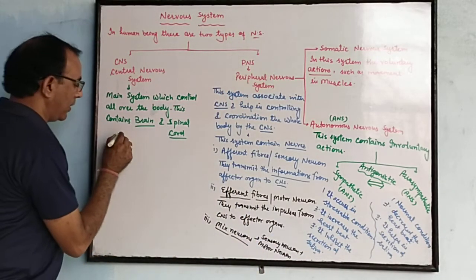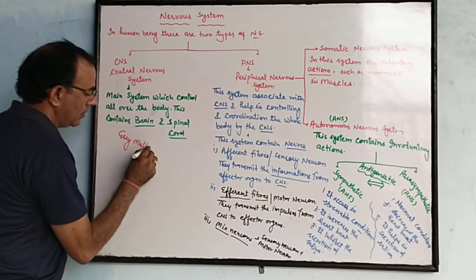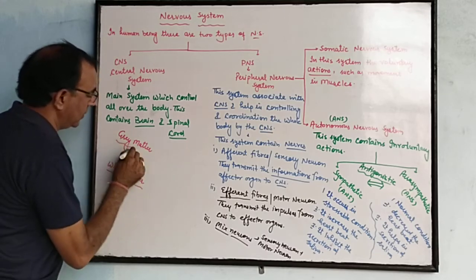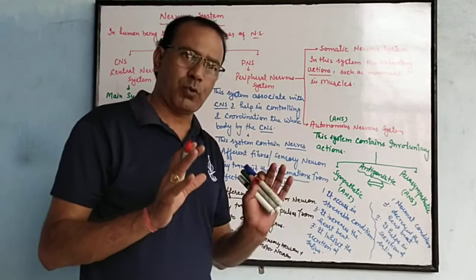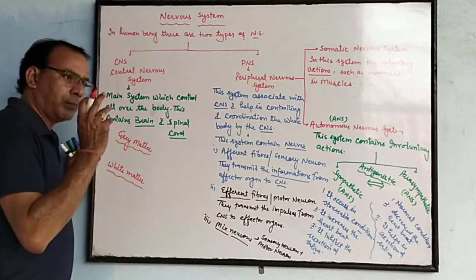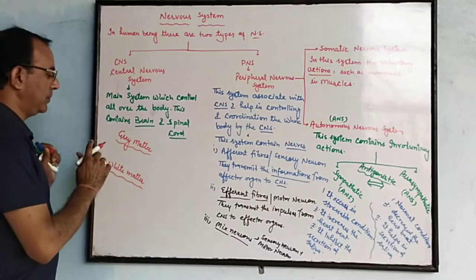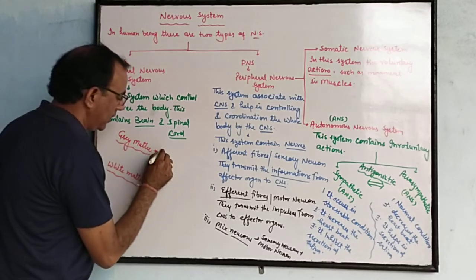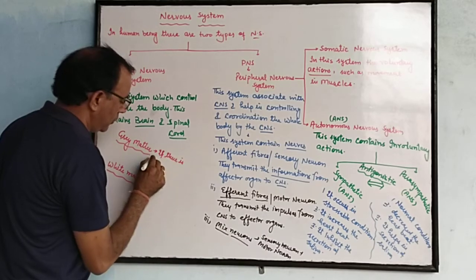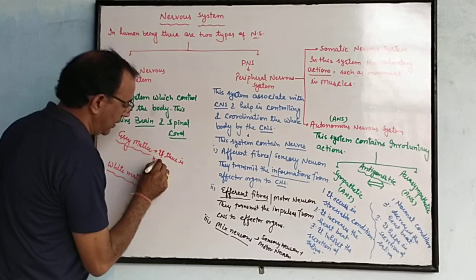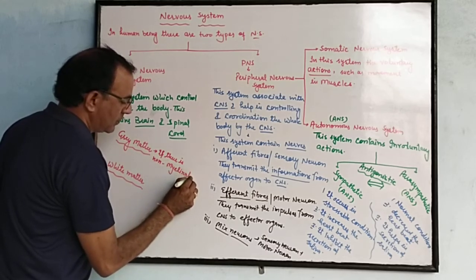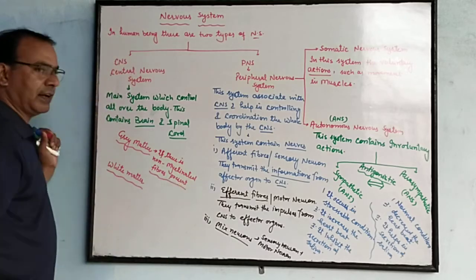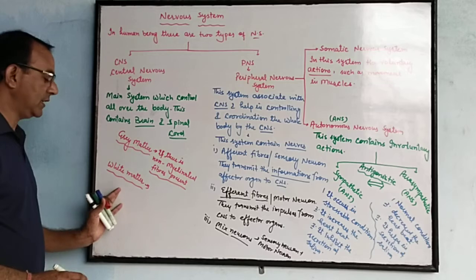Two more terms are gray matter and white matter. What are gray matter and white matter? The tissue which is present in the cranium as well as the spinal cord is present due to myelinated or non-myelinated fibers. If non-myelinated fibers are present, that makes the gray matter. If myelinated fibers are present, that makes the white matter.